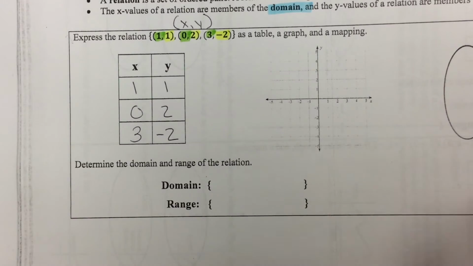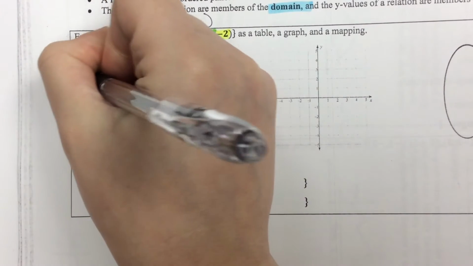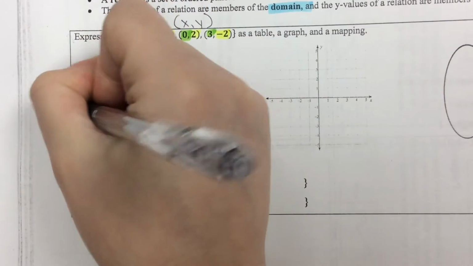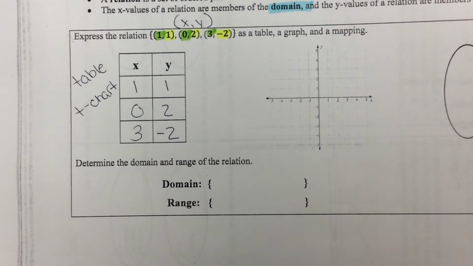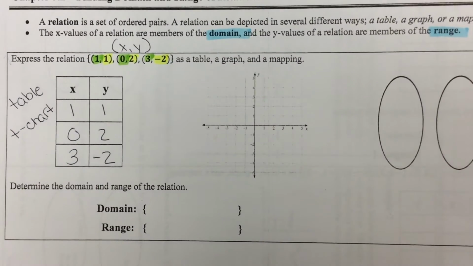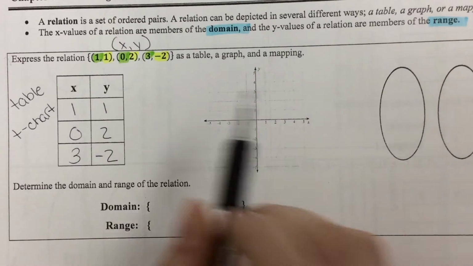By the way, this can be called a table, or you might also see it called a T-chart. Either way, same thing. So let's go over to graphing. We learned in lesson 1 how to graph points, and to be perfectly honest, you should have already known how to graph points. This is something you've probably been doing since middle school. So let's go ahead and graph these points.